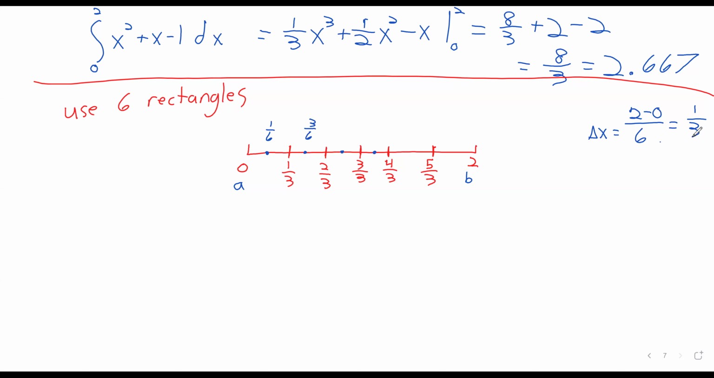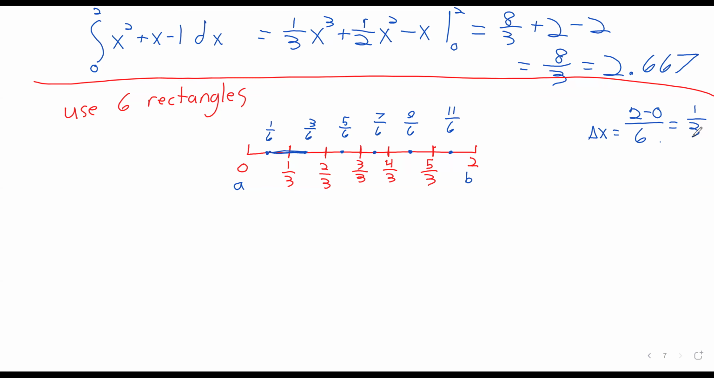The nice thing is that the distances between the midpoints are fixed. So from 1/6 to 3/6, this distance is 2/6, and all of the distances are 2/6. So we don't have to mess around with averages anymore. We can just count up by 2/6, and these are going to be our midpoints.